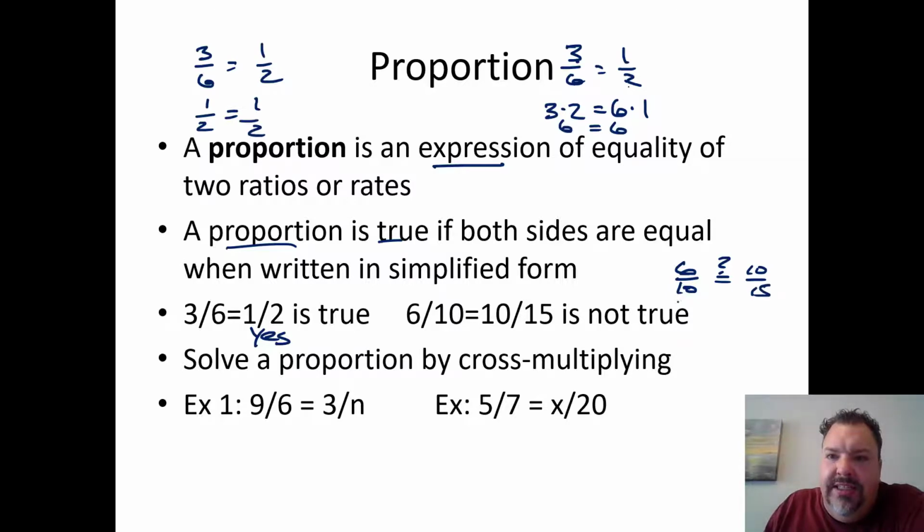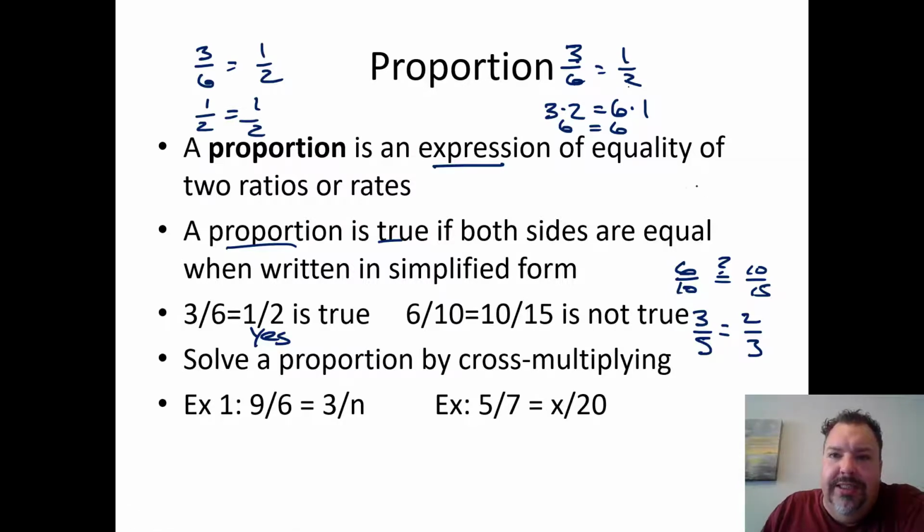So is 6 over 10 the same as 10 over 15? Again, one way is just to reduce the left. That gives us 3/5. If we reduce the right, we can divide the top and bottom by 5. We get different fractions. So on one side, we get 3/5. On the other side, we get 2/3. Those aren't the same fraction. So we know that that's not a true proportion.